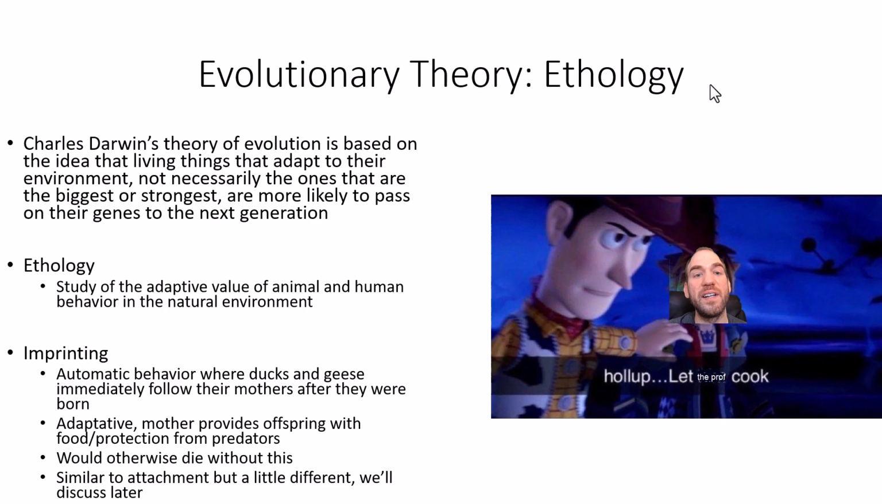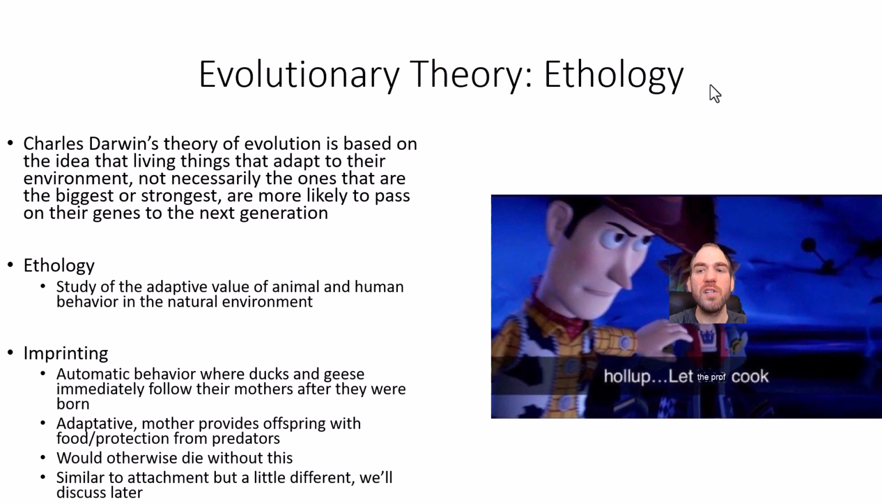Evolutionary theory, ethology. Charles Darwin's theory of evolution is based on the idea that living things that adapt to their environment, not necessarily the ones that are the biggest or strongest, are more likely to pass on their genes to the next generation. Ethology is the study of the adaptive value of animal and human behavior in the natural environment. Imprinting: automatic behavior where ducks and geese immediately follow their mothers after they were born. This is adaptive because mothers provide offspring with food and protection from predators. The young ducks would otherwise die without this imprinting. It's similar to attachment, but different.